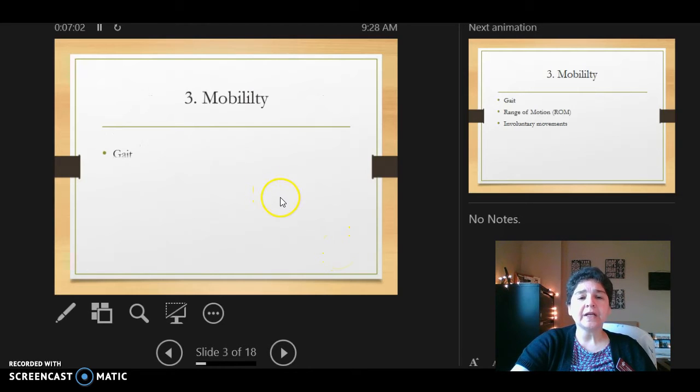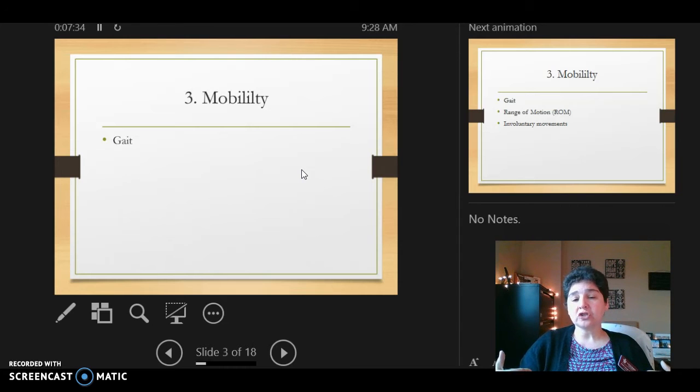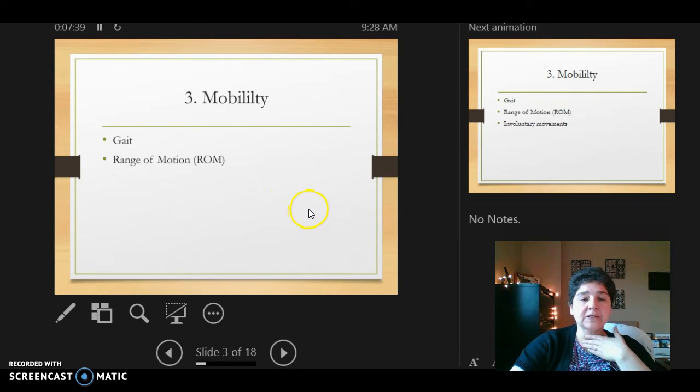Number 3 is the mobility. So we're looking at their gait. Everybody has a gait. When they walk, do they walk evenly with both legs? Or does one foot drag? Do they shuffle? Those are different types of gaits. So also, when they're standing, are their feet an appropriate width apart? They should be equal to shoulder width. They shouldn't be too far out, and they shouldn't be too far in. So looking for their stance as well.